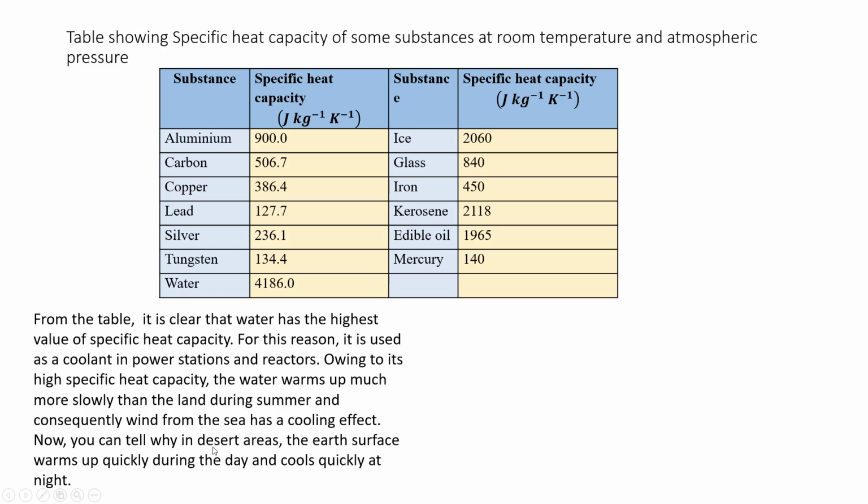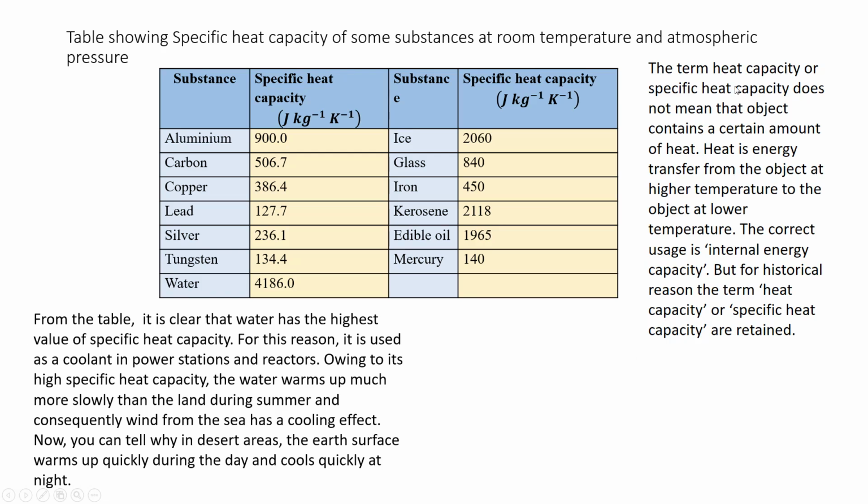Now you can tell why in desert areas the earth's surface warms up very quickly during the day and cools quickly at night, because we know that the sand in desert areas is made up of silicon dioxide. Its specific heat capacity is very low, so it warms very quickly and it cools very quickly. So that's why the nights of desert areas are very cool, and the days of desert areas are very hot, because of the specific heat capacity of the substance.